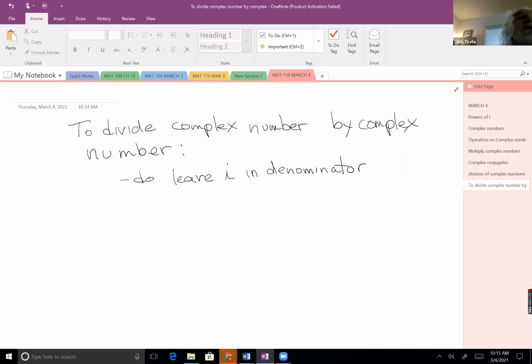And the way we're going to get rid of that i in the denominator is just like when we had a binomial radical expression in the denominator, we multiplied the numerator and denominator by the conjugate. With complex fractions, what we're going to do is multiply both the numerator and the denominator by the complex conjugate of the denominator.